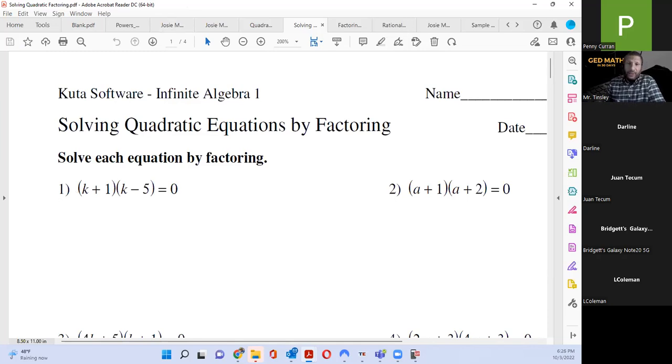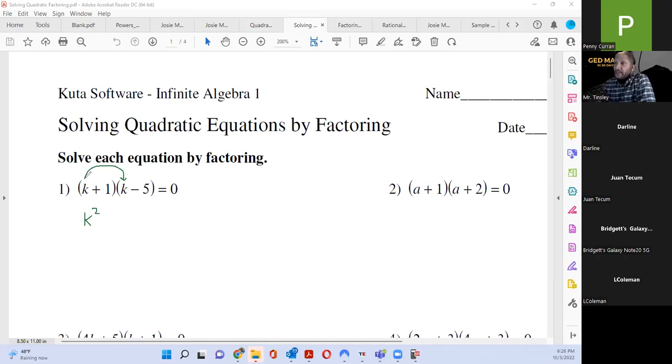So how do we solve? If we look at number one, what am I going to do to get the quadratic equation? Multiply. What multiplies what? You multiply the k by the k. What's k times k? K squared. Right. So you can either say k squared or k to the second. They're the same thing.